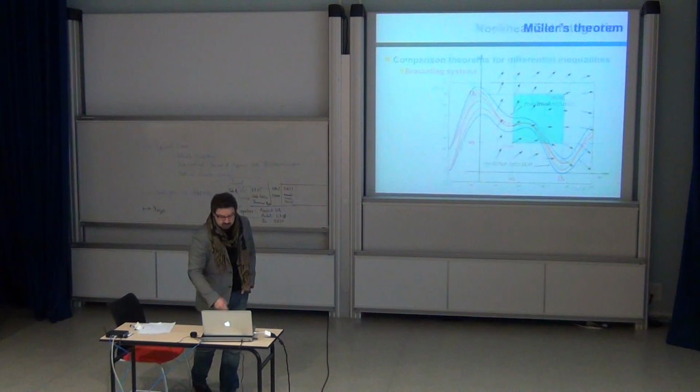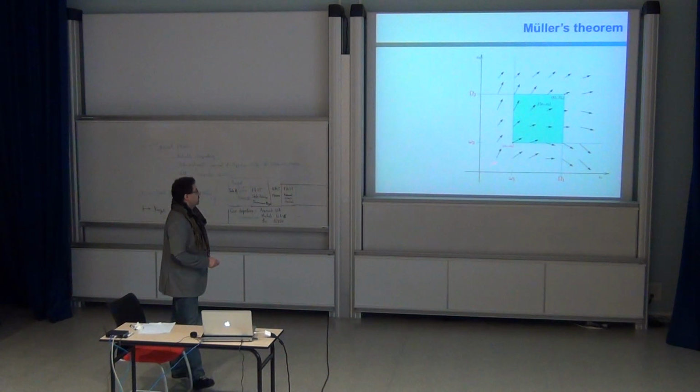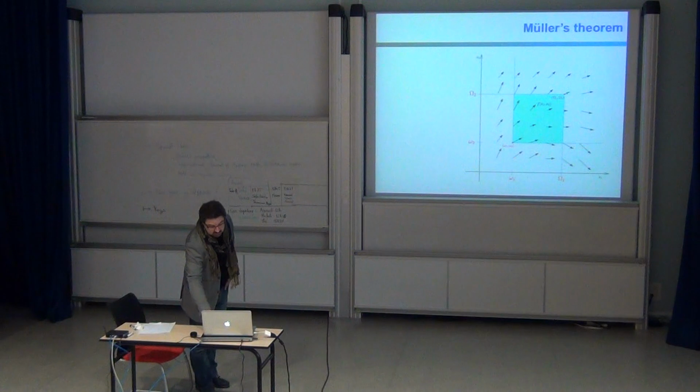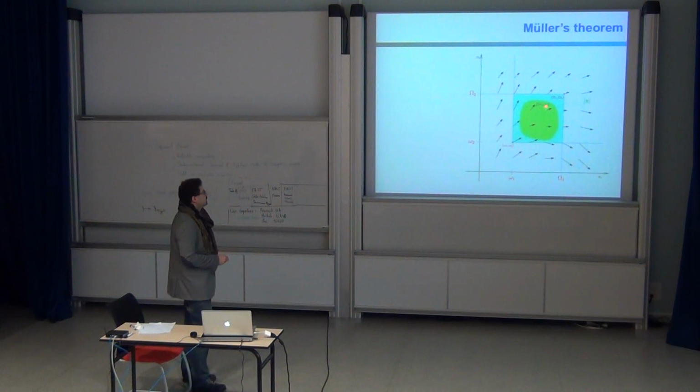What Müller's theorem does, in fact, is the following: given a vector flow, a differential equation, let's consider a box in the state space, and we assume that this box contains the initial conditions. The question is, where would this set lie in the next time step?